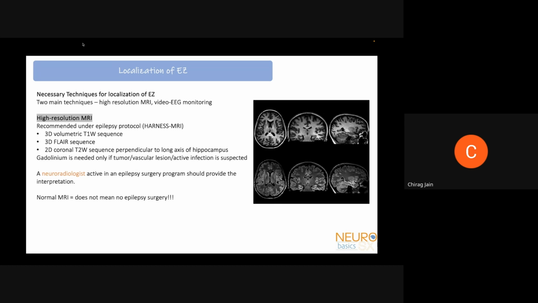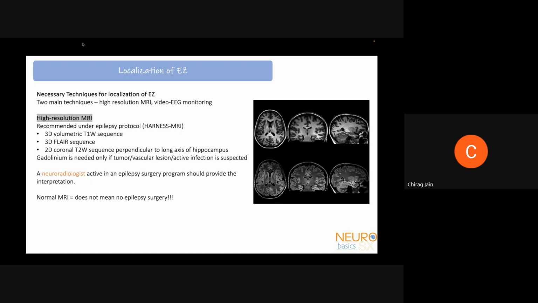The high resolution MRI is done under a particular epilepsy protocol known as HARNESS MRI, where there are three different sequences. There is a 3D volumetric T1 weighted sequence, a 3D FLAIR sequence, and there's a 2D coronal T2 weighted sequence, which is created perpendicular to the long axis of the hippocampus. So this sequence obviously is most important for mesial temporal sclerosis when you're trying to look for hippocampal atrophy. In a normal HARNESS MRI, gadolinium is not used.